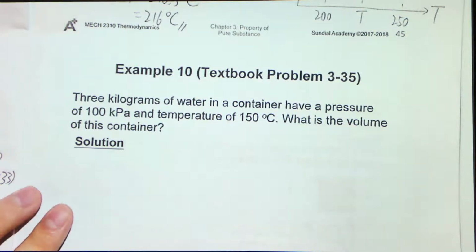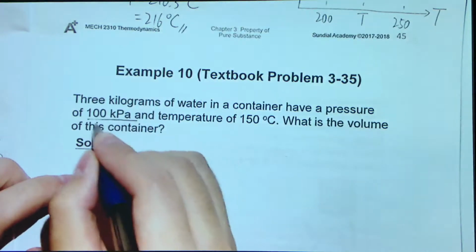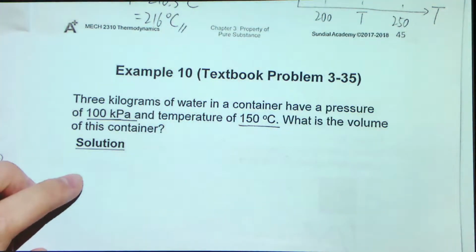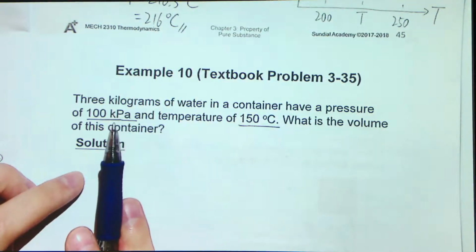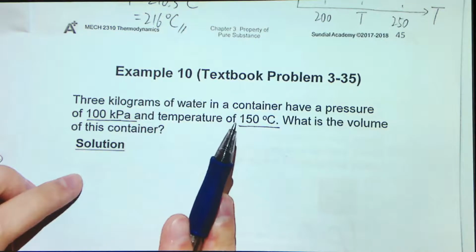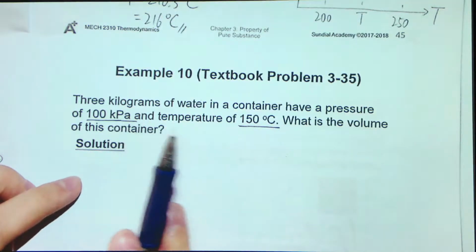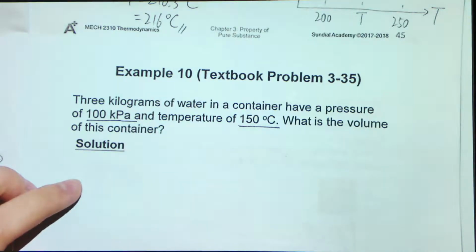Here, we get a pair of values, pressure and temperature. So the pressure is 100 kilopascal, and the temperature is 150 degrees C. This is very important. I need to emphasize this. If you see pressure and temperature given to you simultaneously, then the pure substance must be in either the compressed state or the superheated state.